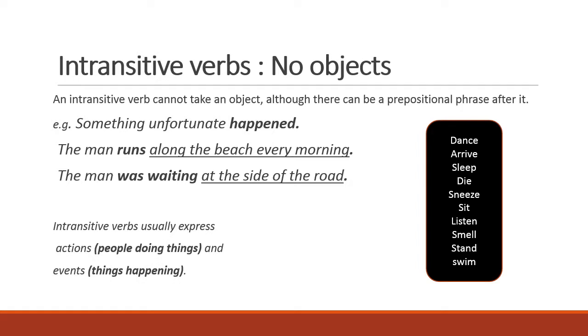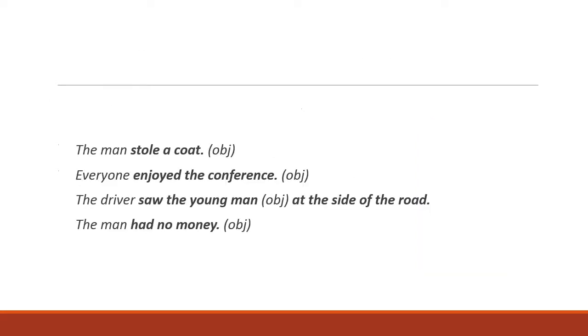Now intransitive verbs usually express actions, that means what people are doing or what the subject is doing, and also events, like things happening, what is going on. So actions and events can be expressed by intransitive verbs. But not all verbs are intransitive. Some do take an object. Some require an object to complete their sense.